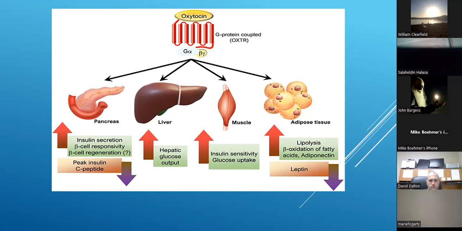But in general, we see that oxytocin does help in managing obesity and diabetes by stimulating lipolysis, beta oxidation, increasing insulin sensitivity, and decreasing hepatic glucose output. It also increases insulin secretion and beta cell regeneration, which is a good thing, especially for diabetic type 1. And it does help to decrease the peak of insulin over time.